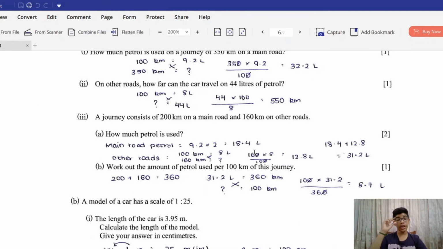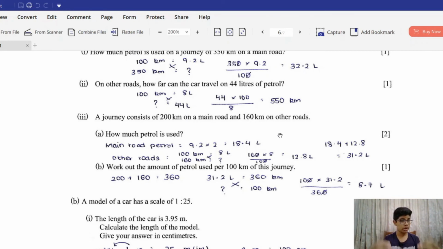So our journey consists of 200 kilometers on a main road and 160 kilometers on other roads. How much petrol is used? What we're going to do is break this into parts. The first part is to calculate the amount of petrol used on the main road. Basically 200 kilometers, so just take 9.2 times 200 over 100, which is basically 9.2 times 2, and we get that the amount used on the main road is 18.4 liters.